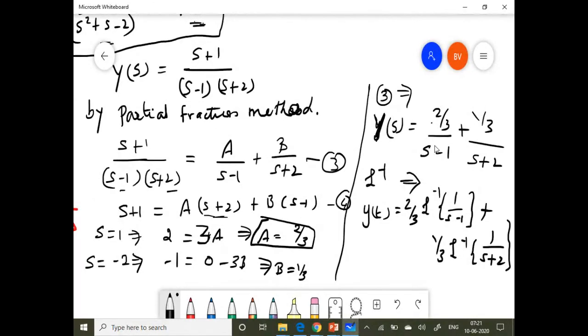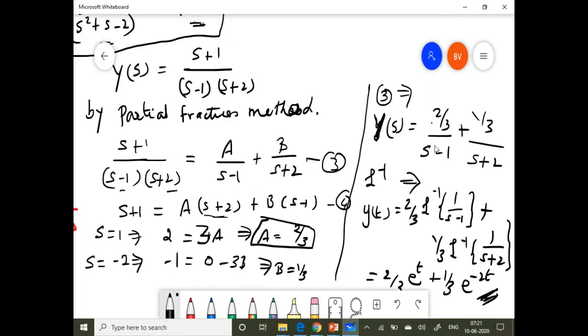Whenever there is 1 over s minus a or s plus a, it will be exponential. So the first answer is 2 over 3 e raised to t, because here it is negative. The second answer is 1 over 3 e raised to minus 2t. That is the end of the problem.